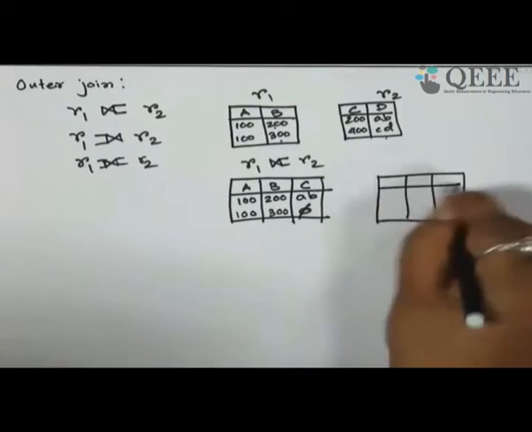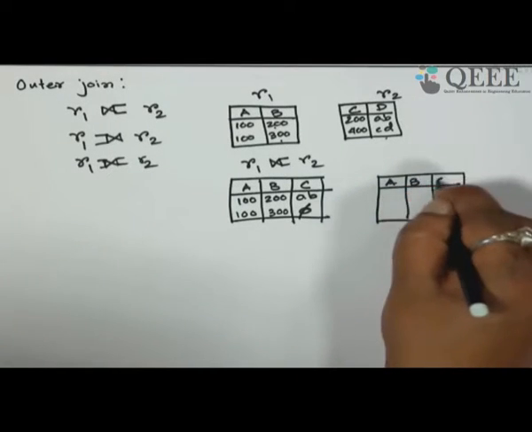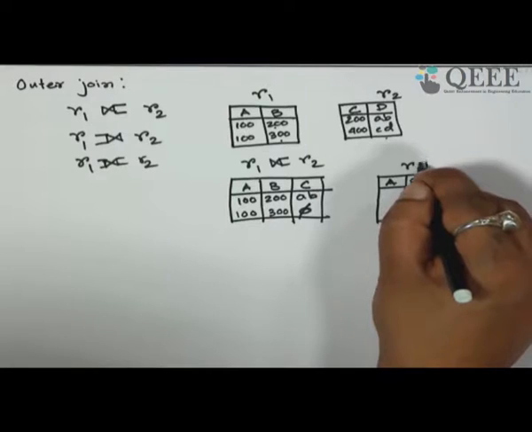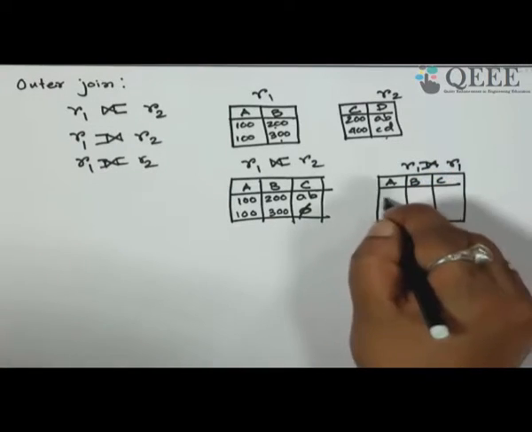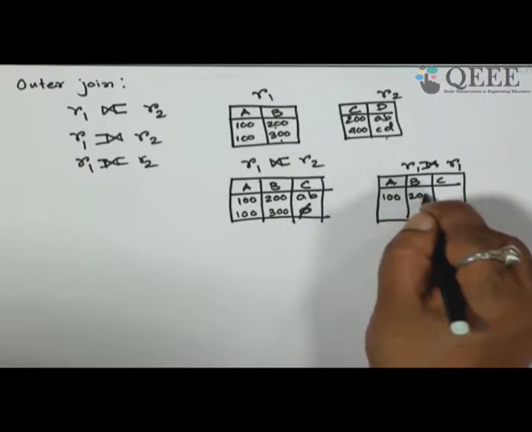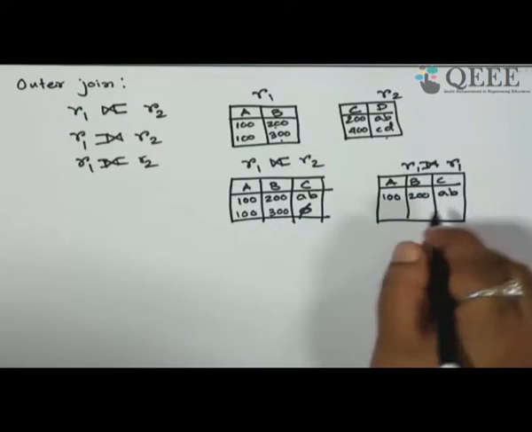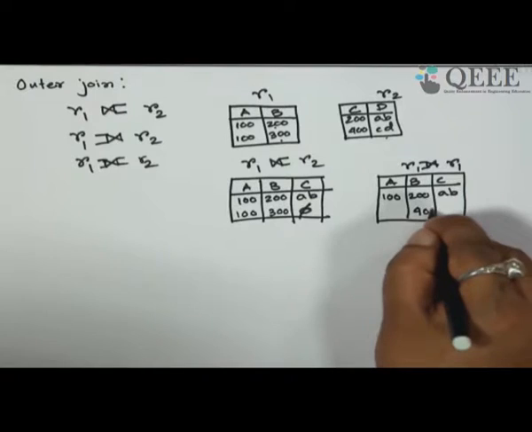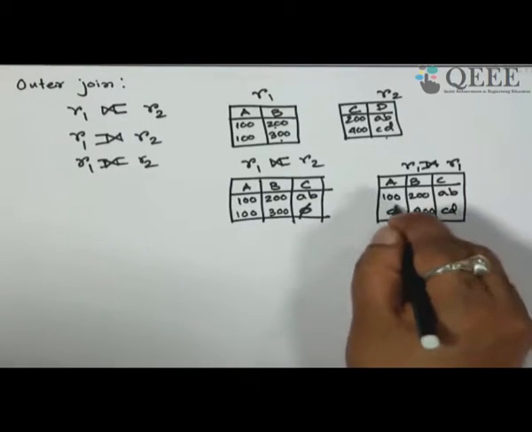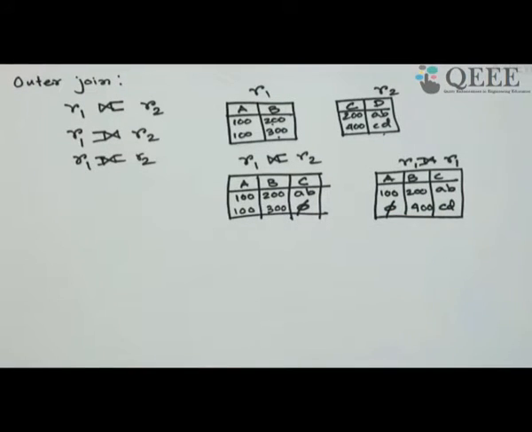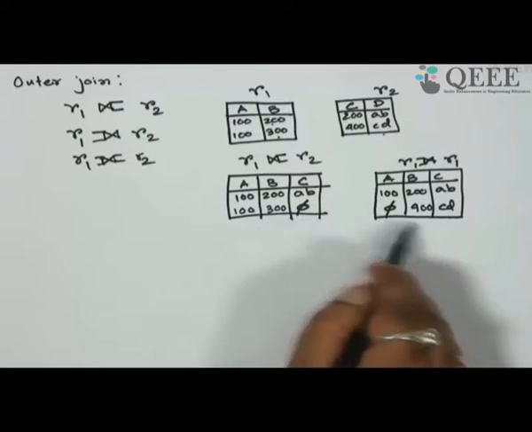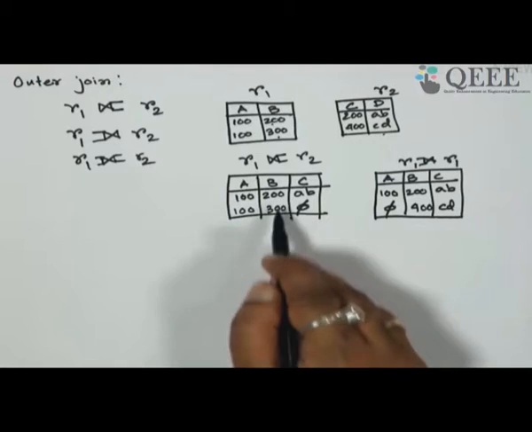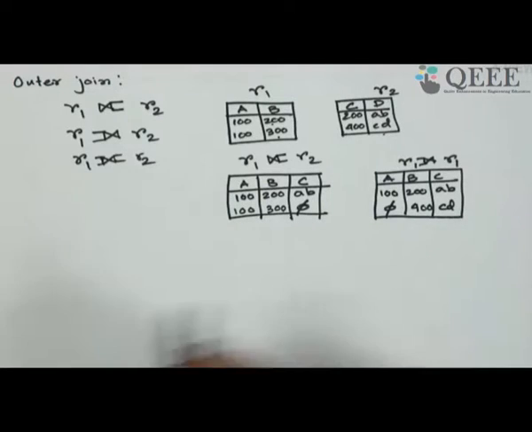Similarly, if it is the left outer join, what I would do is this: the common tuples will be there anyway, and this 400 which has not joined with anybody, I'll keep it and put a null here. Okay, and the full outer join will contain both of these. It will contain this as well as this. Okay, this is the definition of outer join.